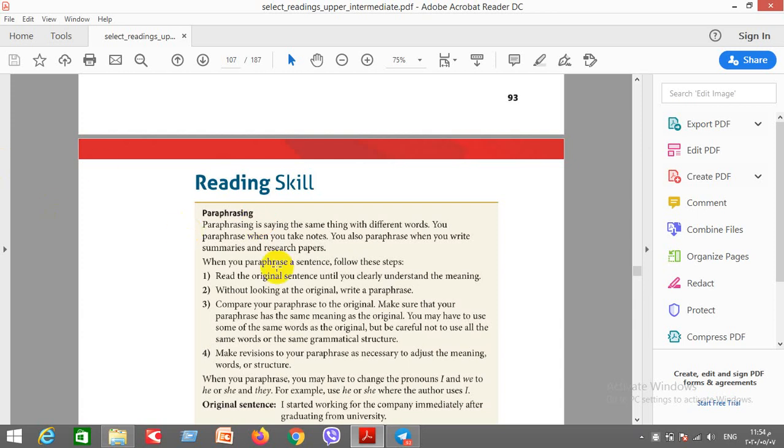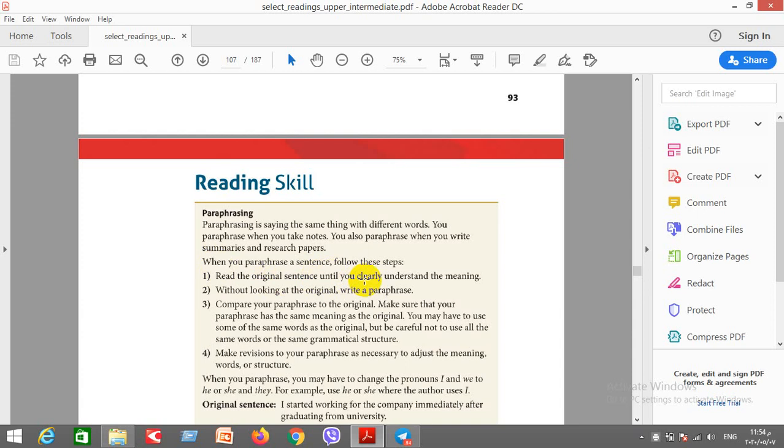When you paraphrase a sentence, follow these steps. There are steps you must take to make a paraphrase. First, read the original sentence until you clearly understand the meaning. You must understand its meaning. You cannot make a paraphrase without understanding the meaning of the sentence or paragraph. You need to know each word.